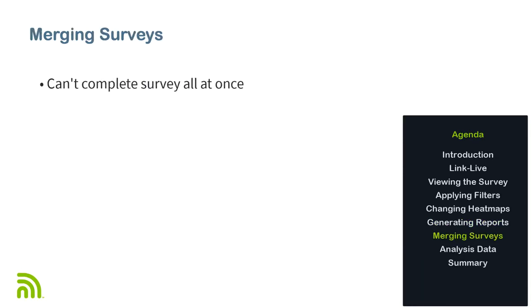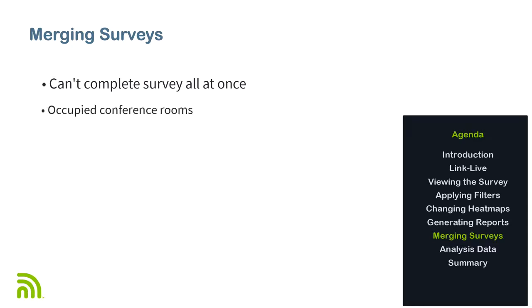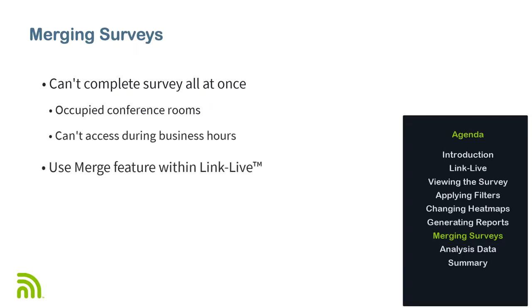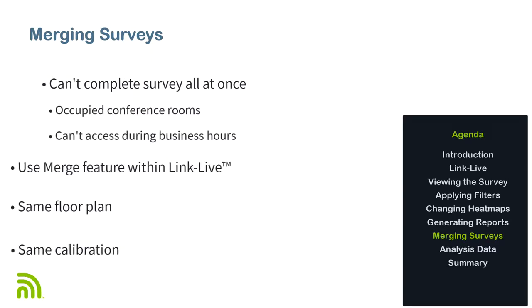There are some cases where you will not be able to complete a survey all at one time. You may encounter a conference room that is busy, or an area of the building that cannot be accessed during business hours. In this case, you can use the Merge feature within Link Live. To merge surveys, they must both use the same floor plan and calibration value.